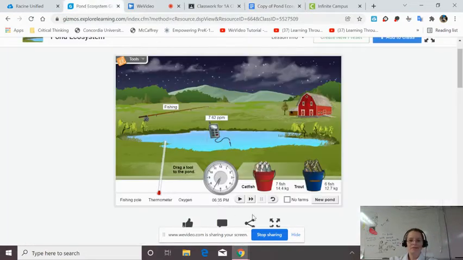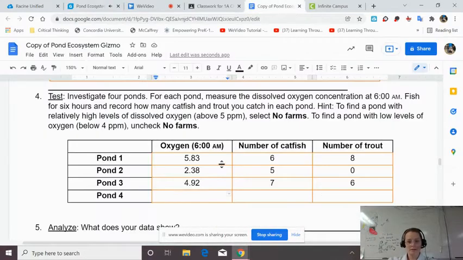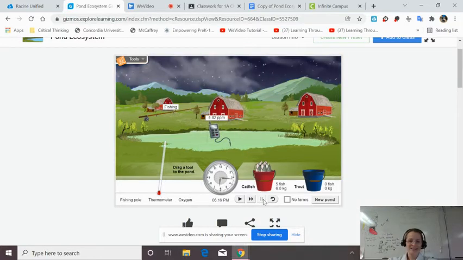So pond 4, we're going to reset again, new pond. Now we have 3 farms, 3.03. Okay, so we're going to push play. We're going to click back over and go 3.03 and see how we're doing fishing wise. Fast forward it now. Again, we're fishing for 12 hours. I don't know. Some days are like that. There we go. So we have 5 catfish, 0 trout.